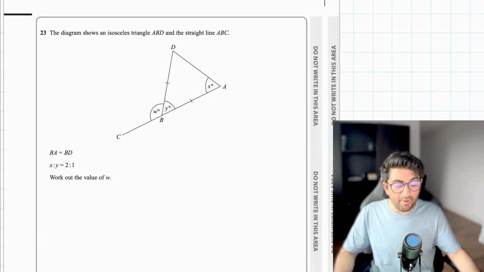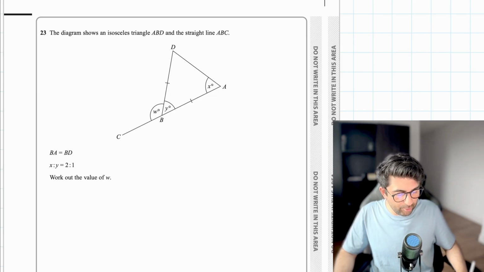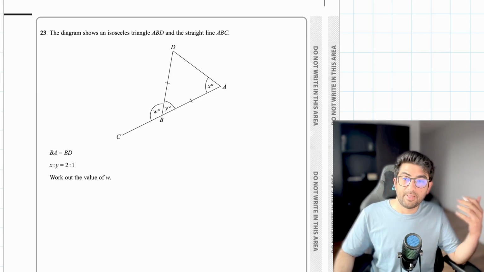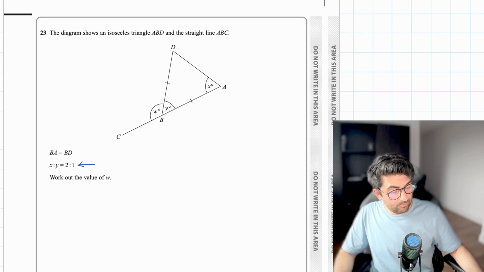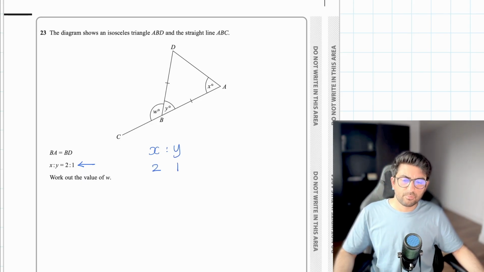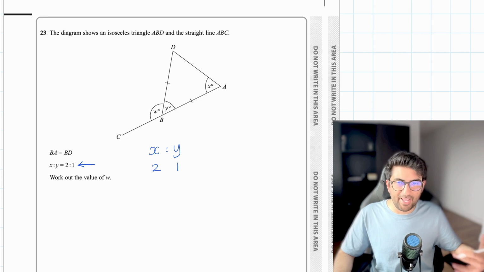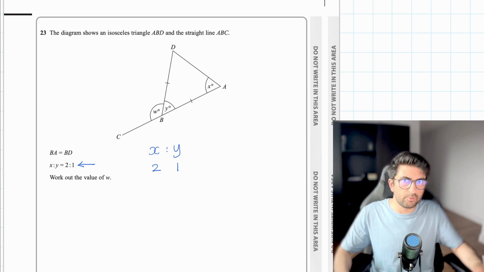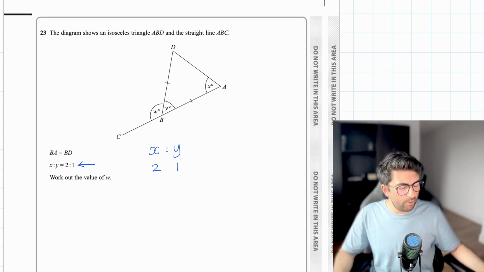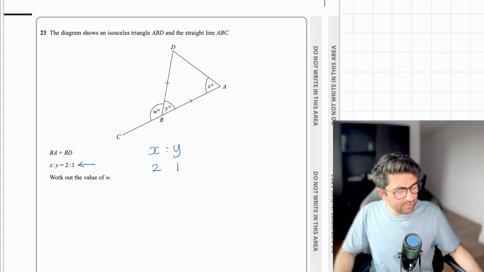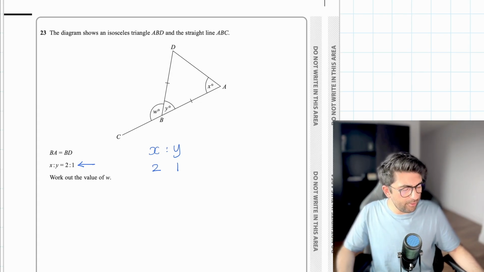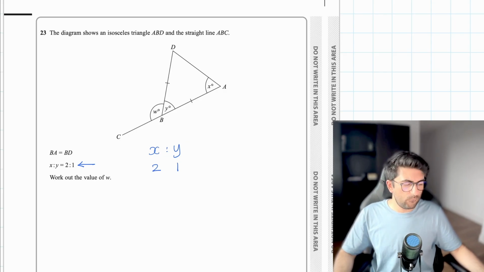Okay, so how are we going to work out y? Well, I think we need to use this information here. X to y is 2 to 1. Okay, so let's write that down. X to y is 2 to 1. Okay, so that's like saying x is 2 times bigger than y. Because another way of writing that, if we write that in algebra, is x is equal to 2 times bigger than y, so 2y.